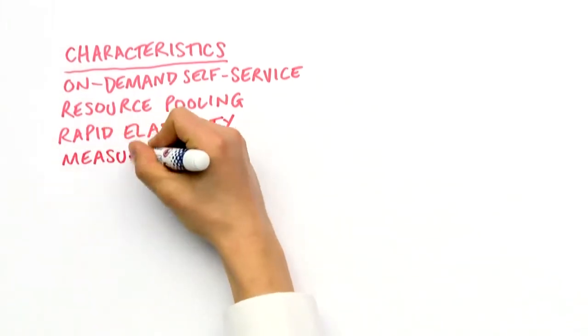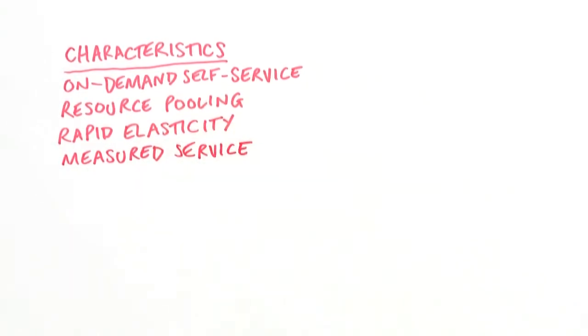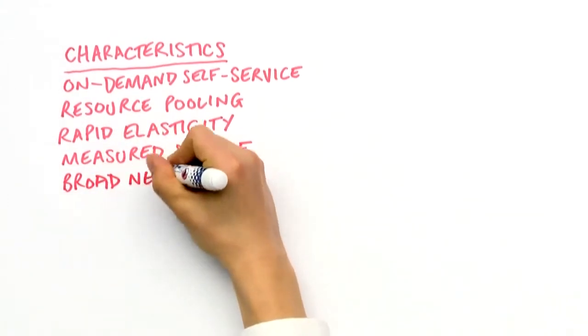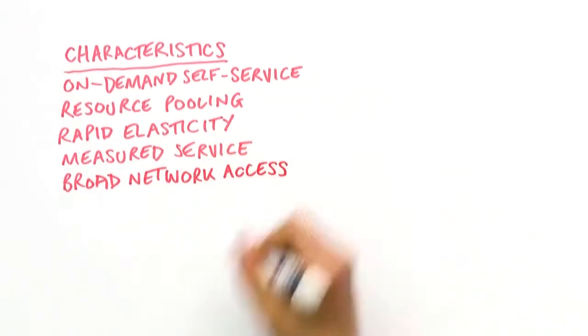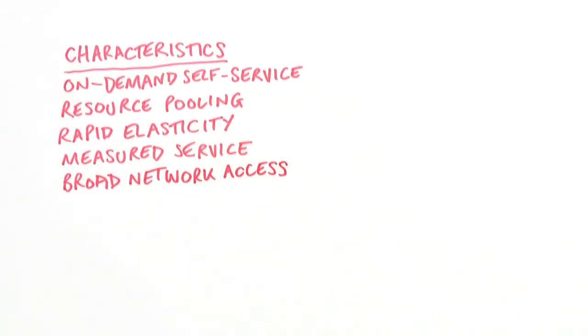Rapid elasticity, implying that the resource provision can both grow and shrink depending on the demand from the consumer. A measured service, such that we are at least aware of how much resource is being consumed and possibly as the basis for metrics or chargeback. And finally, broad network access. In other words, the resources available from an easily consumable interface, such as a web browser.